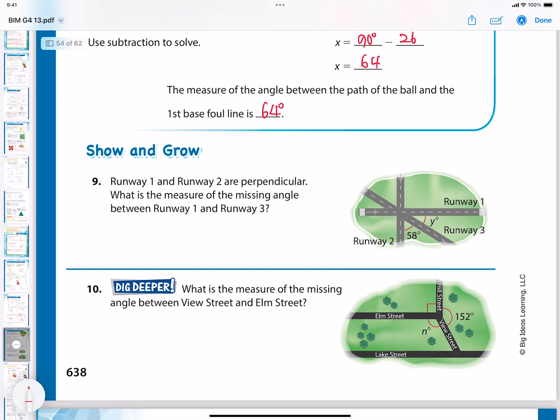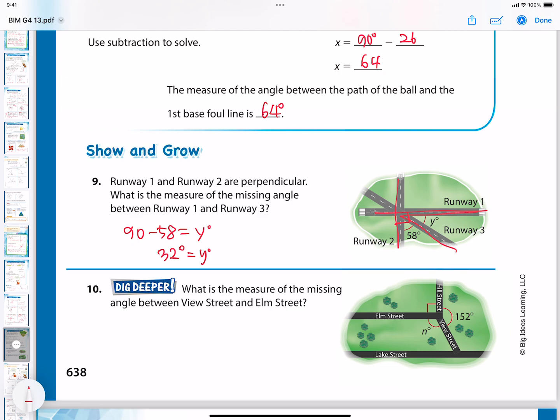You have 2 more to go. It's easy, right? Runway 1 and runway 2 are perpendicular, 90 degrees. Now, what is the measure of the missing angle between runway 1 and runway 3? We know perpendicular means 90. Complementary, so 90 minus 58 is equal to y degrees, which is 32 degrees. You got it? Okay, let's move on.